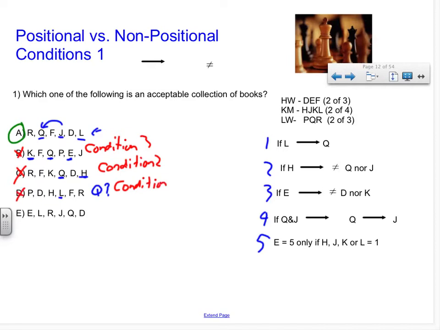Let's take a look at E. We have E, L, R, J, Q, D. For the first condition, if L, then Q, we've got our L and our Q, so we're good for condition 1. If H, then can't equal Q nor J. I don't see an H, so we're good for condition 2. For 3, if E, then can't equal D nor K. Well, we have an E right here, and a D over here. So we know that condition 3 is broken because D can't appear with E.